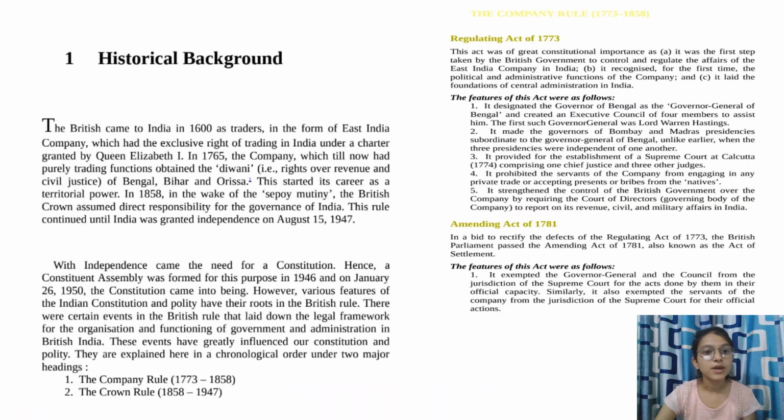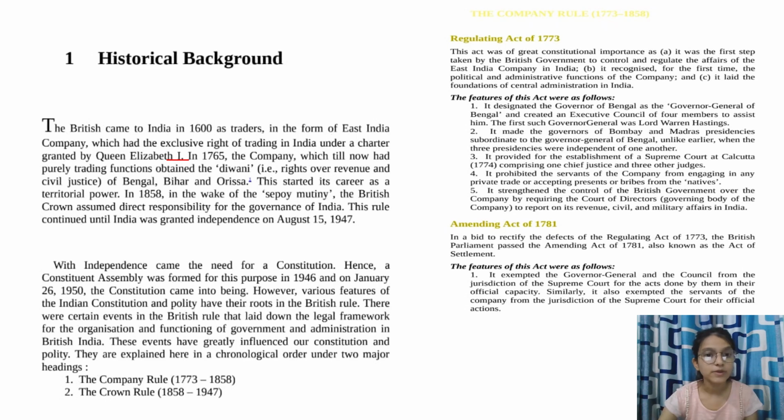The British came to India in 1600 as traders in the form of the East India Company, which had the exclusive right of trading in India under a charter granted by Queen Elizabeth I. We are very much familiar with the term East India Company. The company came with the intention to trade in India. Back then, it wasn't in their mind that once they set foot in Indian premises, they would be ruling India for decades. There was no such concept in their mind. There was only the sole intention to come to India, that is, to trade.